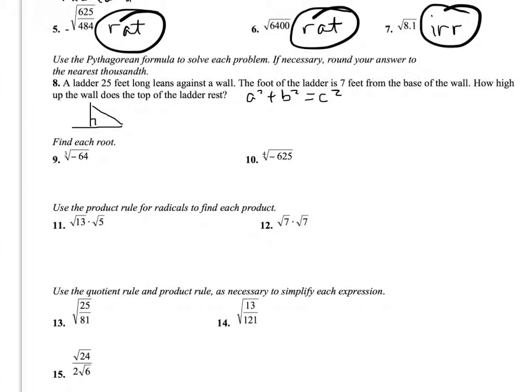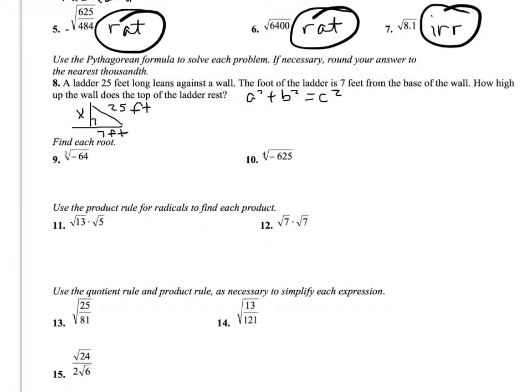What I do know is this is the ladder from the ground up the side of the building, and it's 25 feet in length because that's what the problem told me. It also tells me that the foot of the ladder is 7 feet from the base of the wall. So I know this distance has to be 7 feet. What I'm asked to find is how high up the wall the top of the ladder rests. So that's the length or the distance that I want to find.